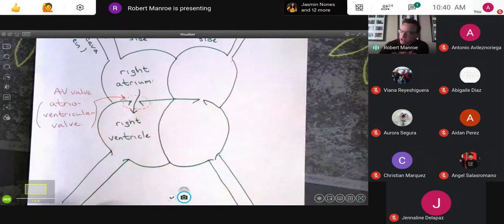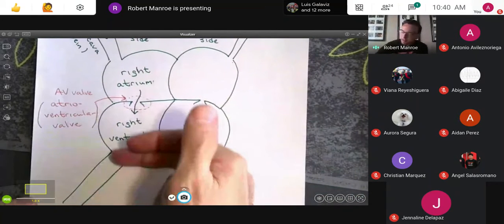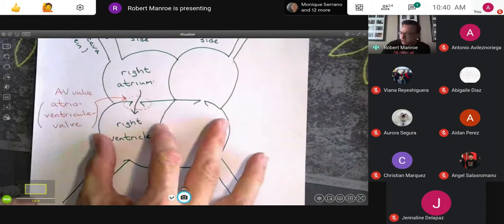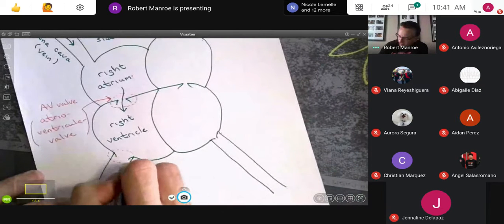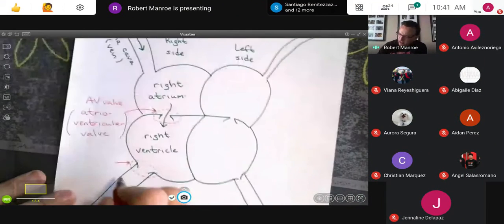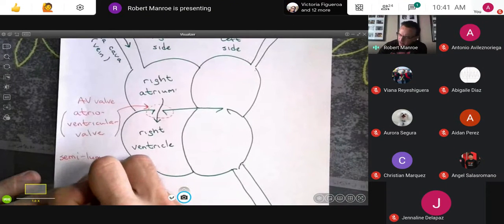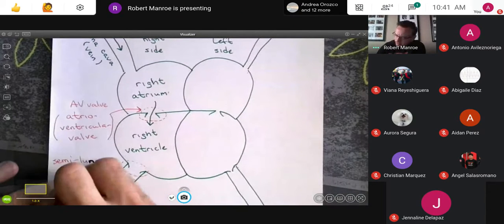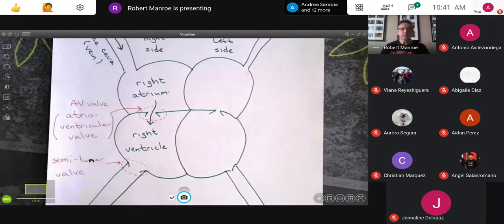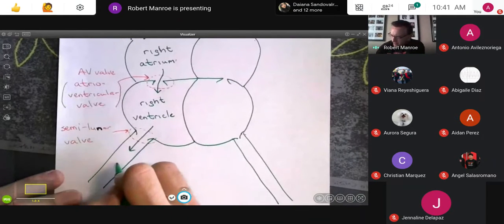Cool. So when this chamber contracts, this valve opens, this valve closes, and then this chamber fills. Now the bottom part of the heart contracts. This valve then opens. This is called a semi-lunar valve. And the blood then leaves the heart.